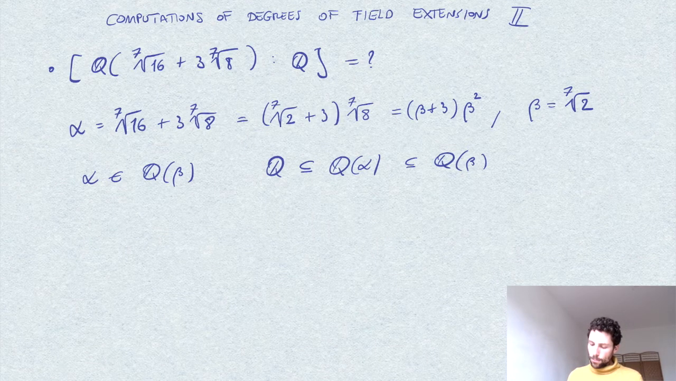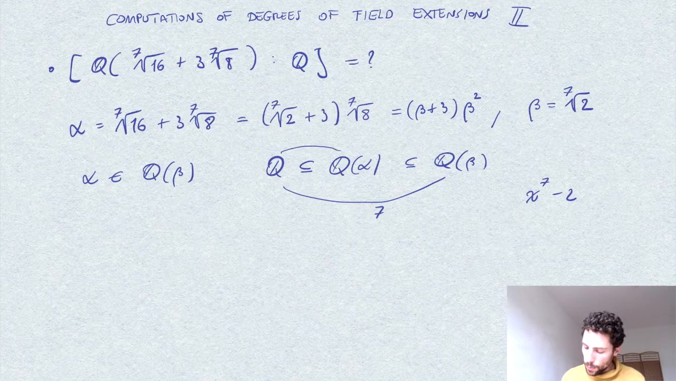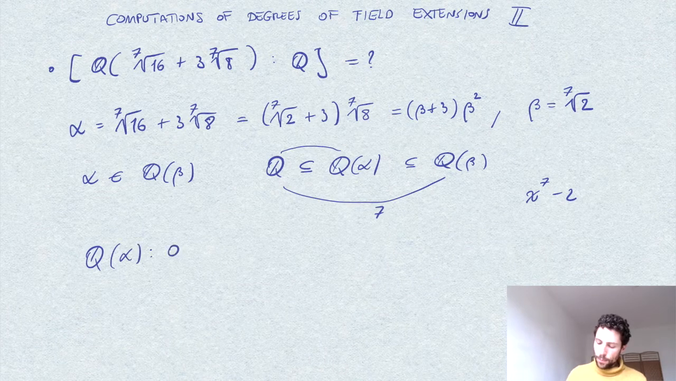Now, clearly, this extension here, the larger one, has degree 7, since the polynomial x to the seventh minus 2 is irreducible over Q by the Eisenstein criterion. And therefore we see that the degree of Q of alpha over Q is a divisor of 7. And it's certainly not 1. And therefore it has to be 7. So the two extensions coincide, Q of alpha and Q of beta, and we have computed that the degree of Q of alpha over Q equals 7.